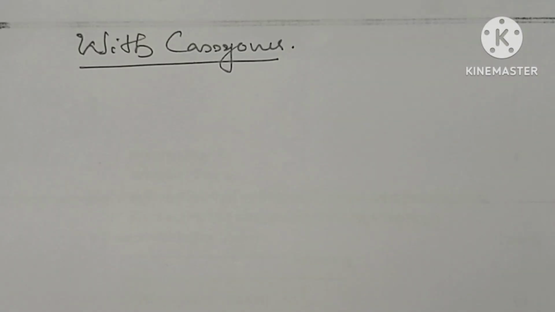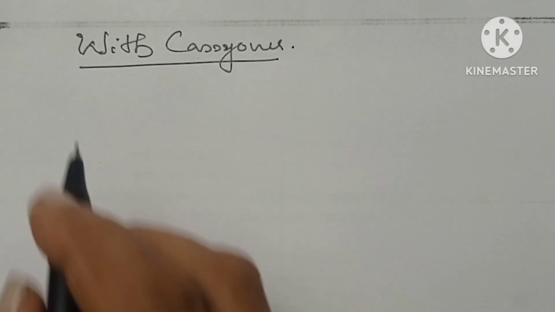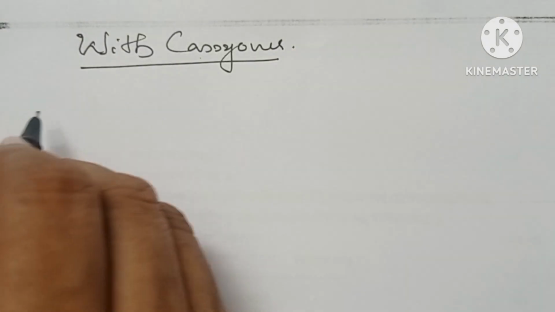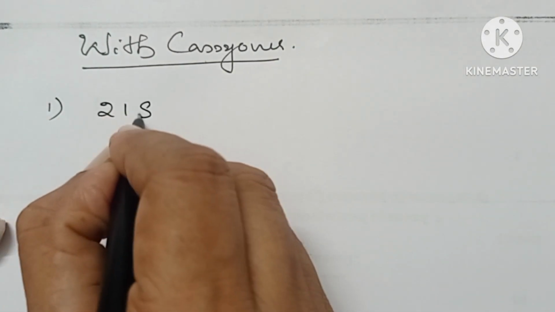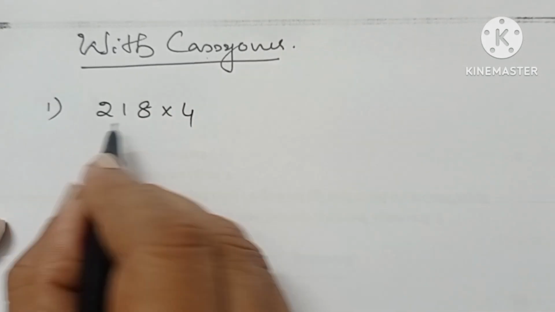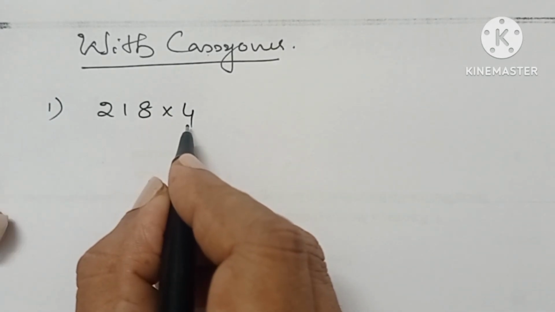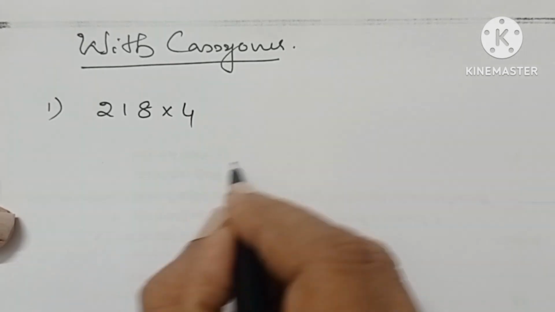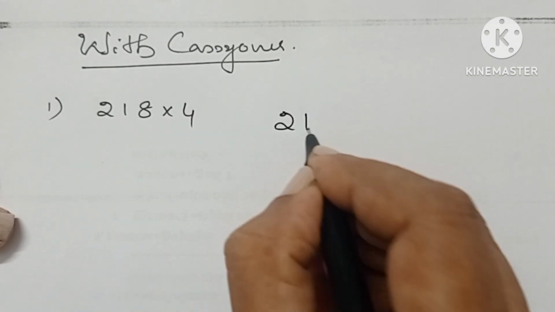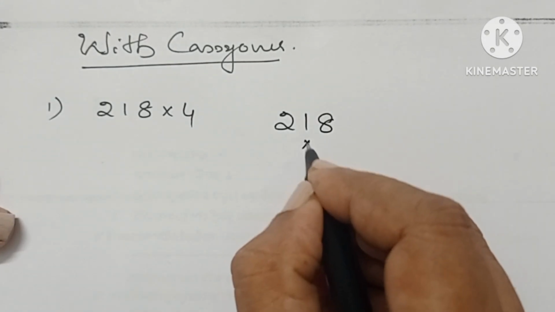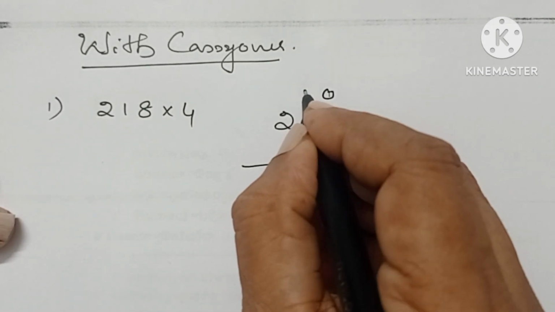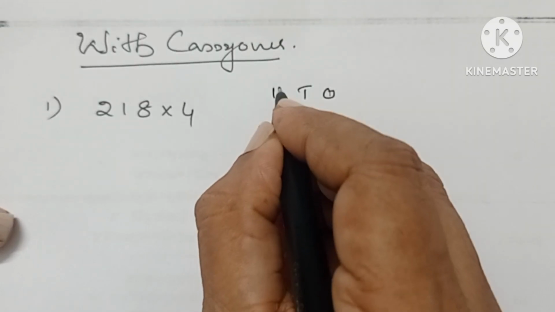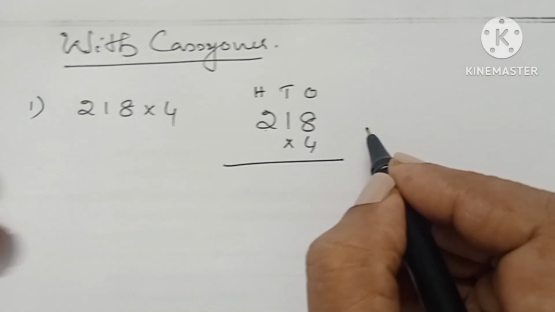Next one, we are discussing how to multiply two numbers with carryover. First one, 218 into 4. 218 is a three digit number and 4 is a one digit number. Writing 218 into 4. 8 is in the ones place, 1 is in the tens place, 2 is in the hundreds place. Now we are multiplying.